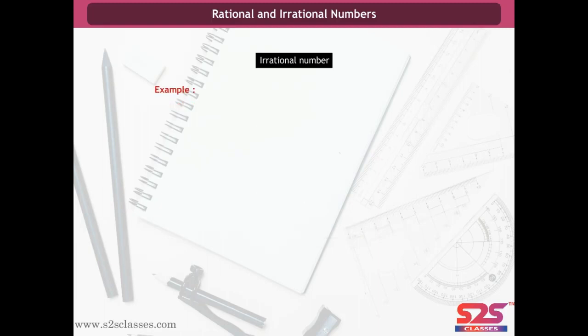Let us consider an example. The decimal expansion of this number is non-terminating and repetitive. Repetition of 896. Hence this is a rational number. It looks like a non-terminating and repeating decimal number.